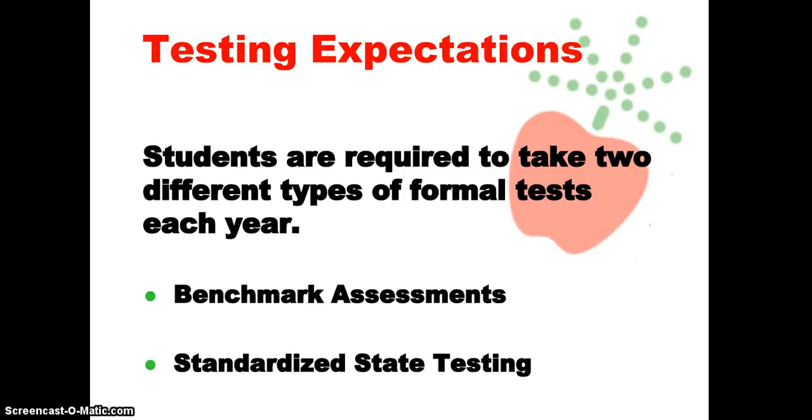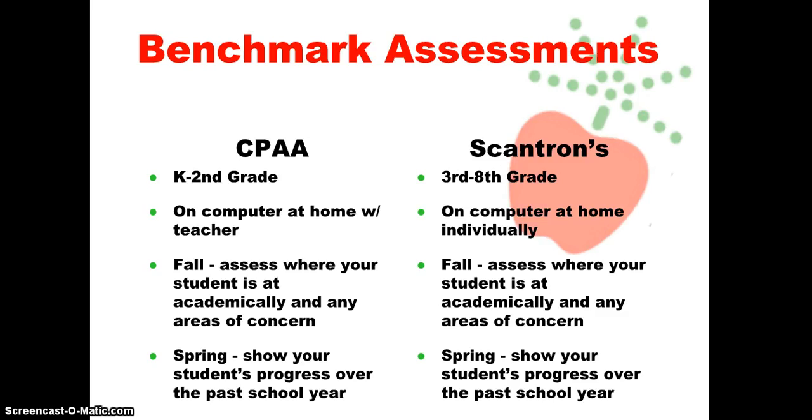Testing expectations. Students are required to take 2 different types of formal tests each year. There's the benchmark assessments, and then there's the standardized state tests. The benchmark assessments are the CPAA for students in grades K through 2, and they're taken on the computer at home with the teacher. In the fall, it exists to assess where your student is at and identify any areas of possible concern. In the spring, it shows your student's progress over the past school year.